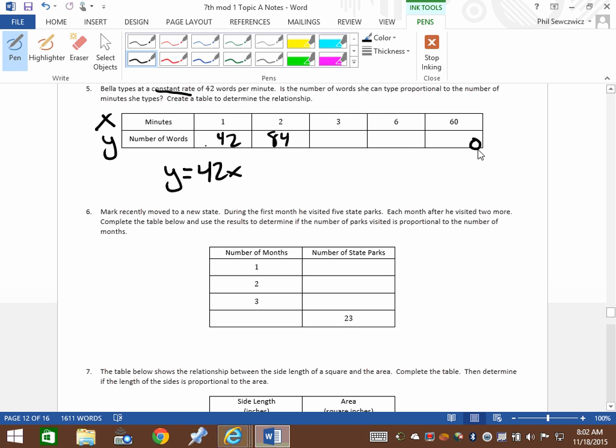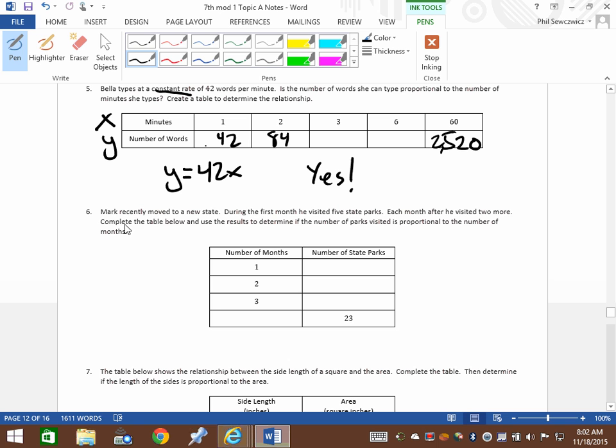Did you? A little of that, a little of that, and a little of that as well. So 2,520. Again, they're going to ask, is the number of words proportional? Yes, it is. And why? Well, you told me that there is a constant, and that's the key thing that we're going to see.